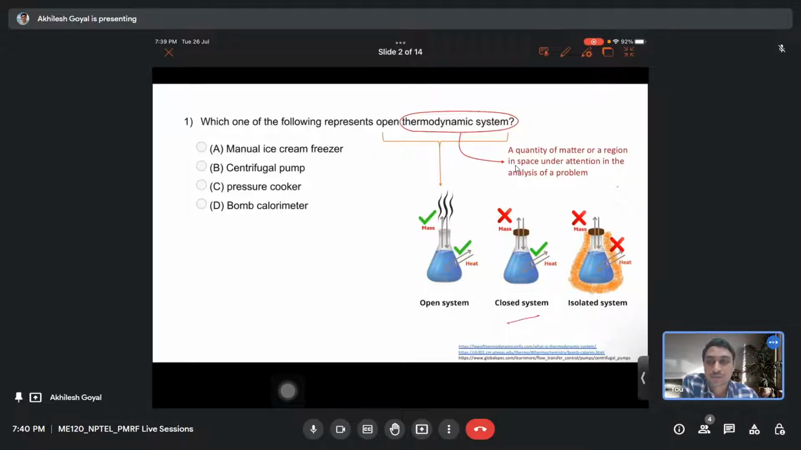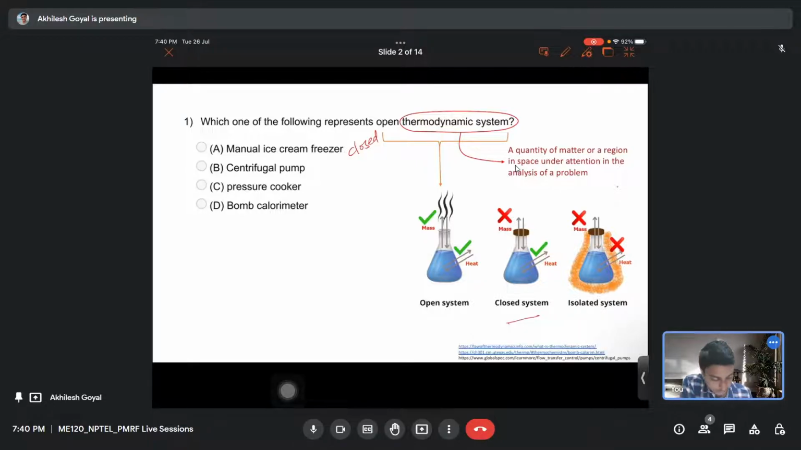Now let's go to the options. The first option is the manual ice cream freezer. As we all know, in the manual ice cream freezer, the ice is packed into a box, and then the liquid is put into that box to freeze it. So we can see that there is heat transfer, but no mass transfer is possible, because the ice that is packed inside the box stays there and mass is not being transferred into it. So that is a closed system.